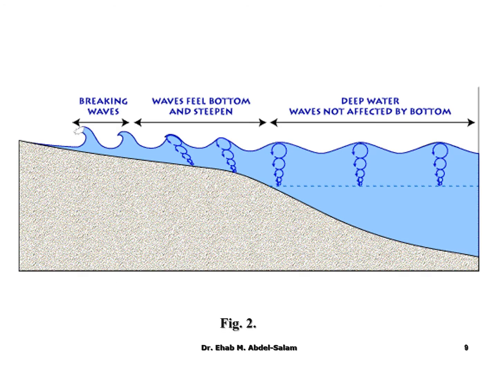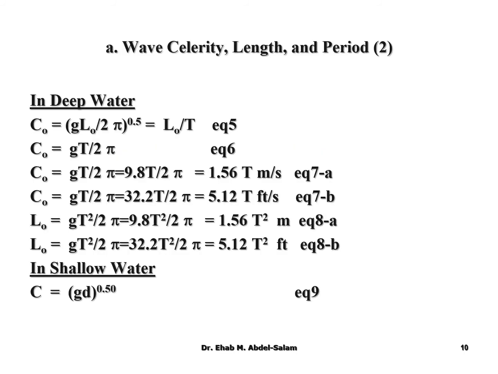That's clear. Figure 2, clear. Water particle in wave: for deep water, it's like a circle, it's clear. For waves in transitional or shallow depths, it's an ellipse. That's clear. Wave celerity, length and period in deep water are special.